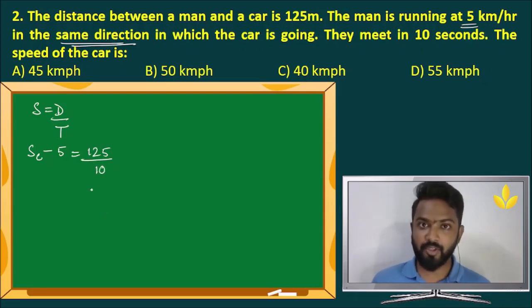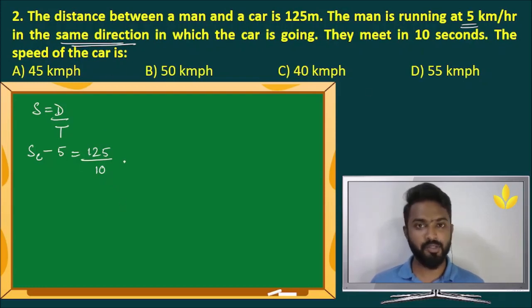Now again there is an issue of units. 5 is in kilometer per hour. 125 by 10 is in meter per second. We need to either change this or this. What do we do? All we do is look at the options. All the options are in kilometer per hour. So we don't need to touch 5 at all. We need to convert this meter per second to kilometer per hour.